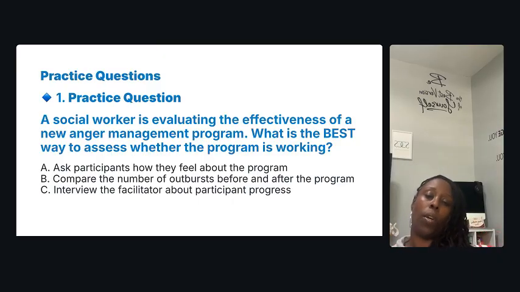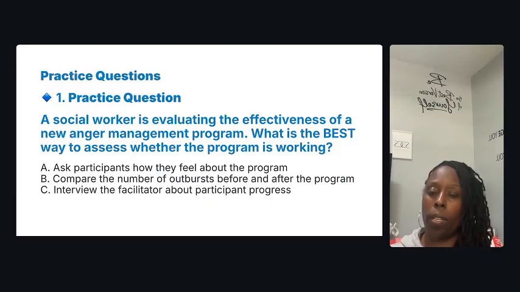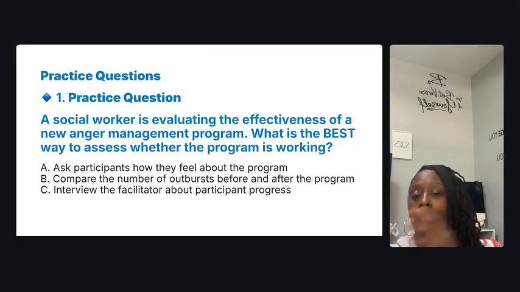So you have a social worker, and they're evaluating the effectiveness of a new anger management program. What is the best way to assess whether this program is working? A, ask the participants, how you feel about this program? Or B, compare the number of outbursts before and then after the program. Or C, interview the facilitator about participants' progress.